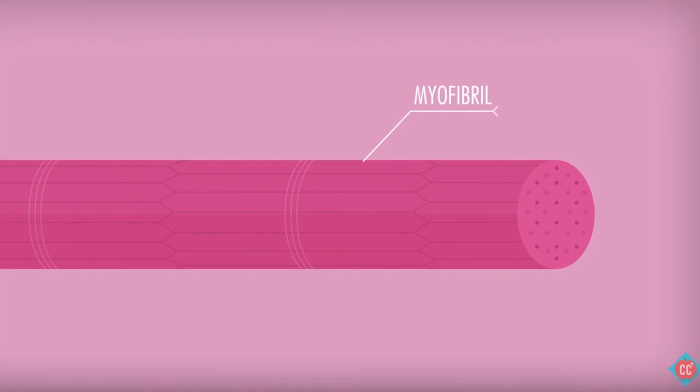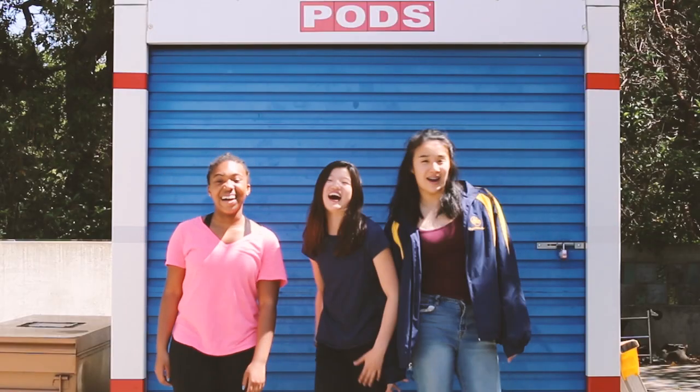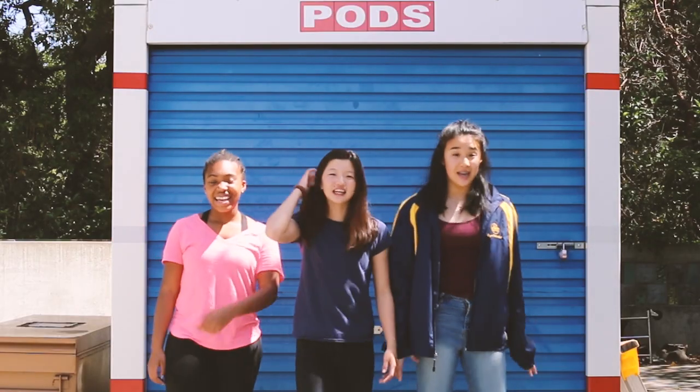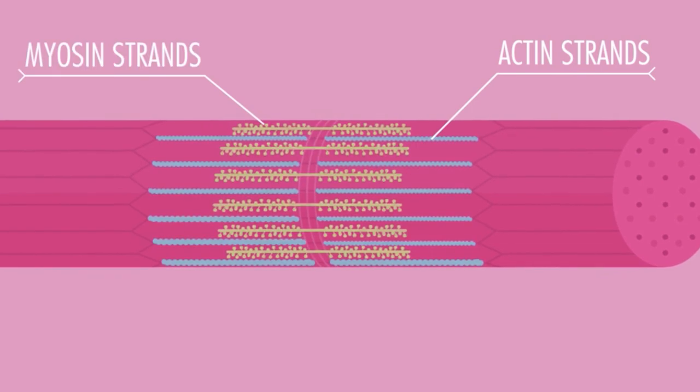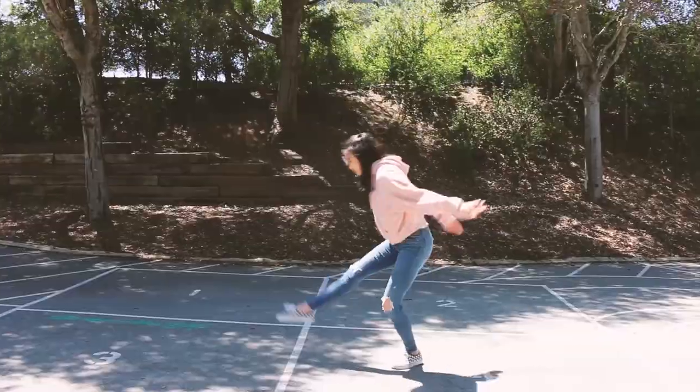Each cell has myofibrils to make many muscle cells. Muscle cells are called myocytes. Contracting is because of proteins called actin and myosin, contained inside of myocytes.